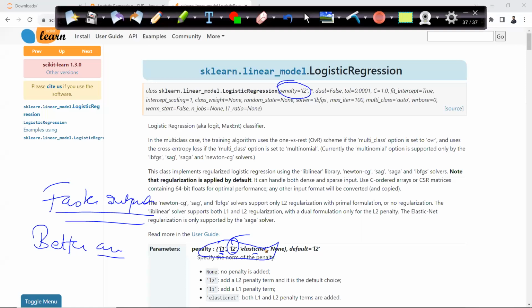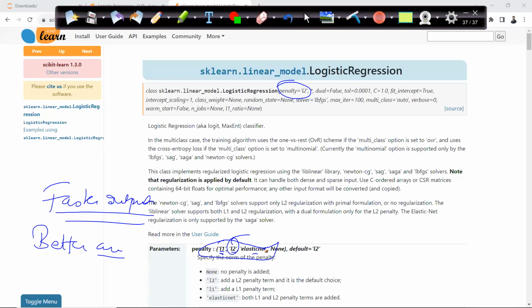Suppose you are into the internet business and you want the faster output. I don't care about the accuracy of the model. I just want my end user to get the faster output. In that case, I will go ahead and I will look for the L1 regularization.